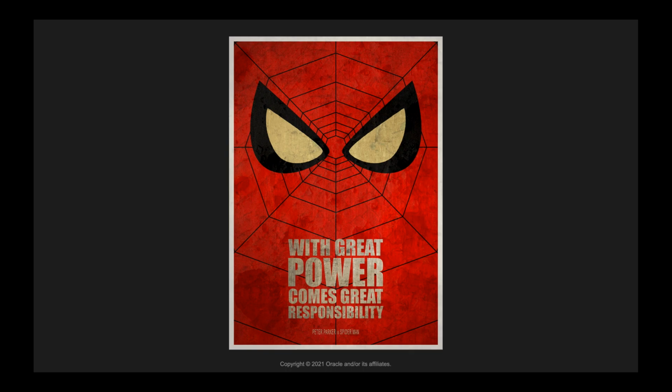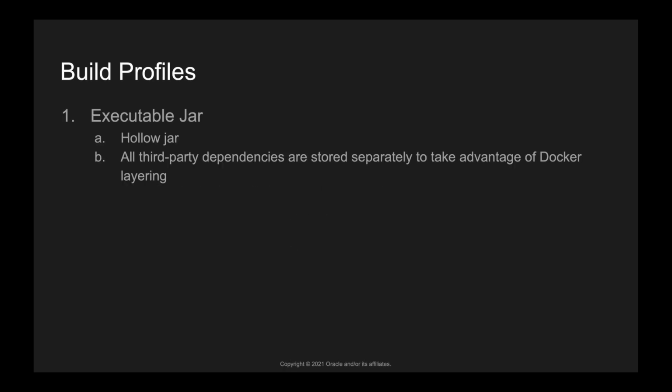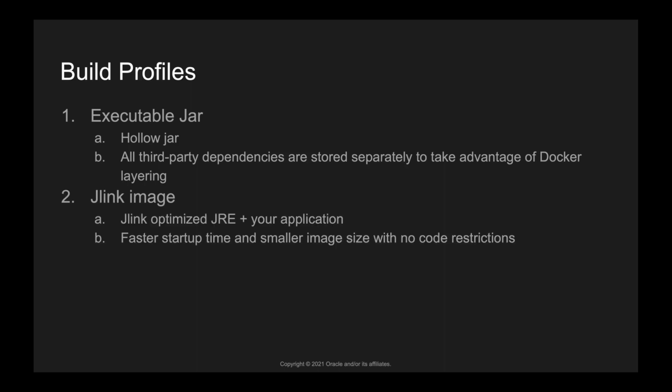Once again, just think that the great product has a great responsibility, but good stuff here is that the Helidon MP is fully debuggable here. So it's really awesome. So at the end, what does the user actually get? It has an executable jar, which is like a hollow jar, because the third-party dependencies are stored separately. So to take advantage of Docker layering, that means that we only build our code and all the libraries are stored in a separate Docker layer, so you don't have to download them all the time.